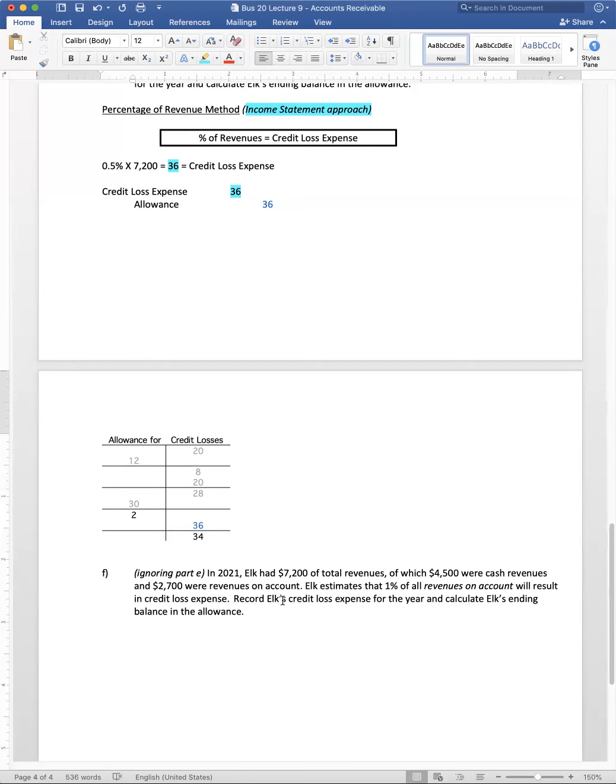So again, we're going to do the two things. We're going to record their credit loss expense and calculate their ending balance in the allowance. This is exactly what we did before. We're still using the percentage of revenues method, because it's revenues on account, but it's still a percentage of revenues. So we are going to take 1% of the revenues on account, which are $2,700, and that's going to give us $27, which will be our credit loss expense.